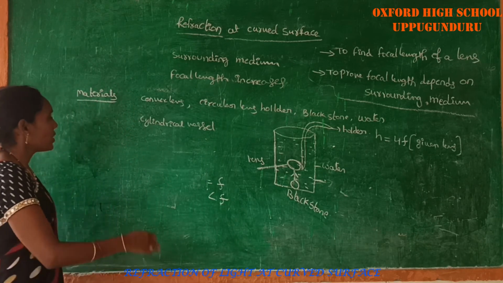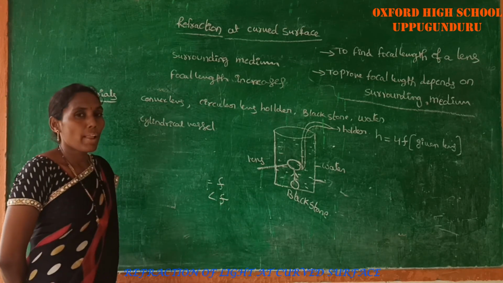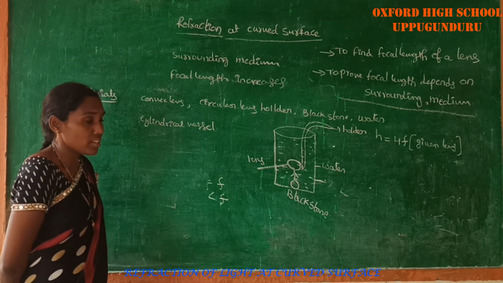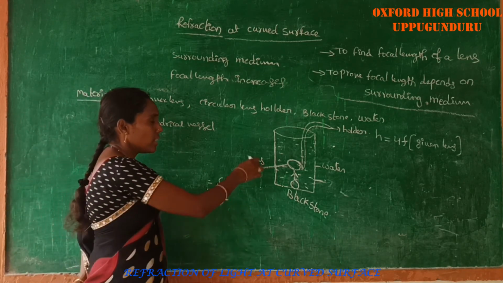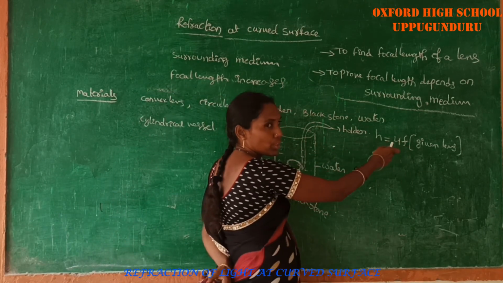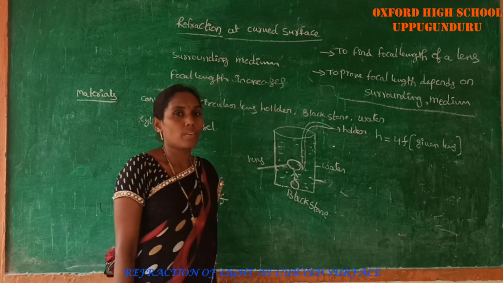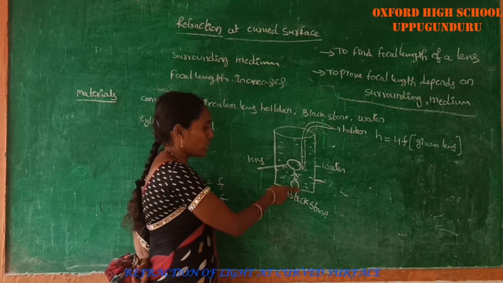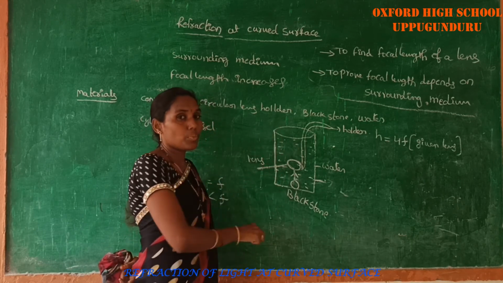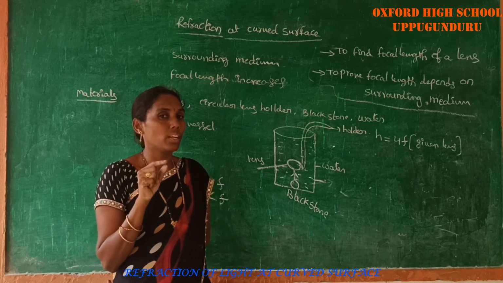The materials required are a convex lens, a circular lens holder, a black stone, water and a cylindrical vessel. What is the procedure? The first step is to take a cylindrical vessel, whose height is always greater than the focal length of the lens, that is, 4 times the focal length of the lens. Next, keep a black stone at the bottom of the vessel. After that, pour water into the vessel up to a certain height, always greater than the focal length of the lens.